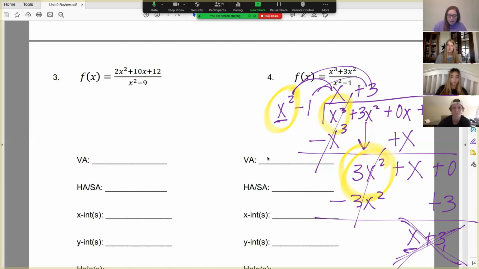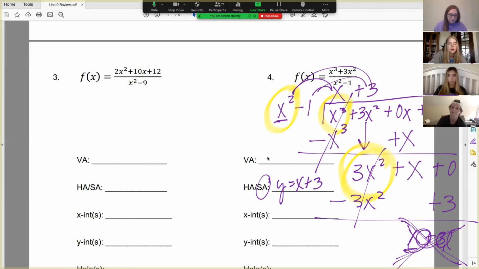I know that I'm done when the last thing that I put in is a constant. So my slant asymptote would be y equals x plus 3. And this would not matter. And then I graph it the same way that I did in number 2. So does that help answer your question?